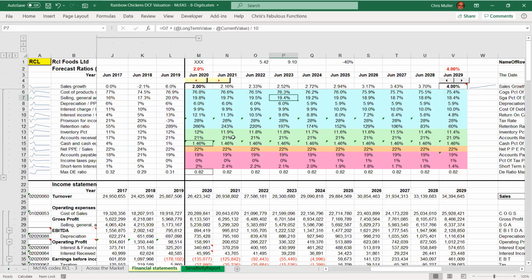And I can just copy that formula to the right. It's the same formula. Always that just changes. That's the cell before. But I'm always adding on a tenth of the difference between long-term value and current value. That'll give us nice sloped straight lines.